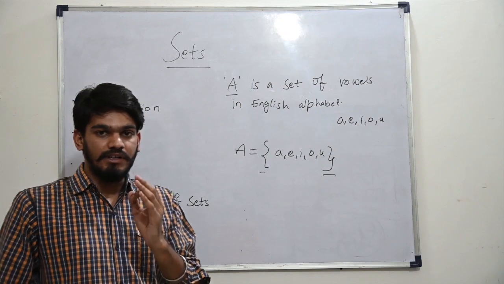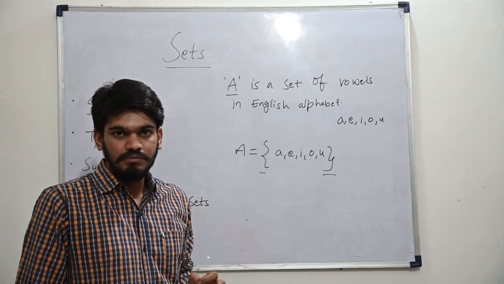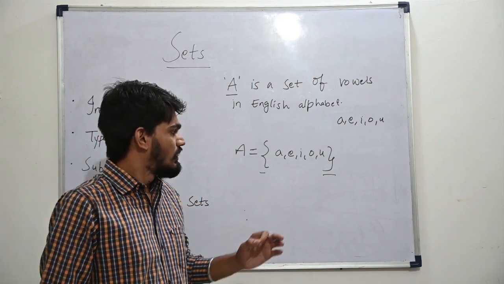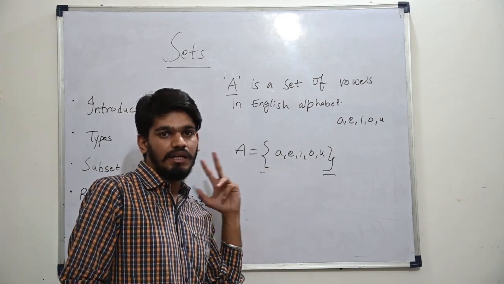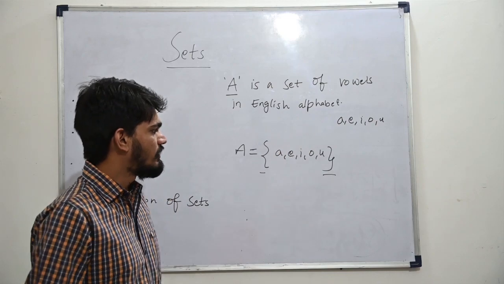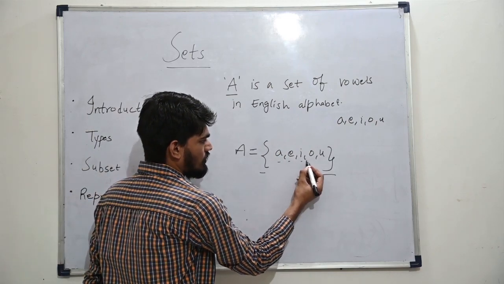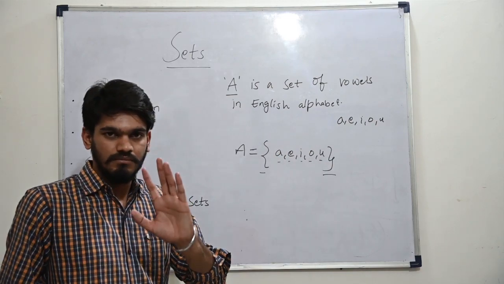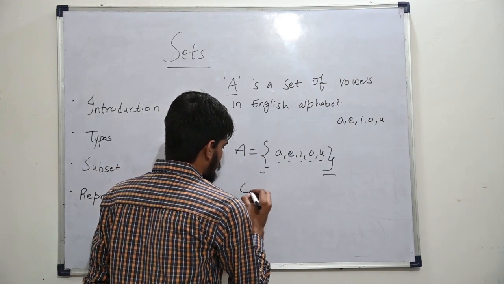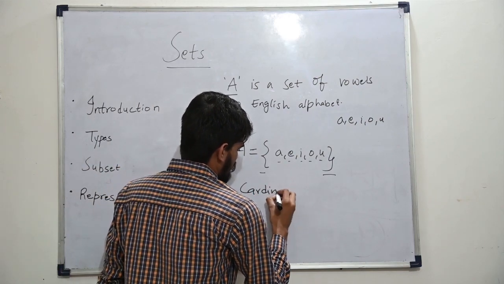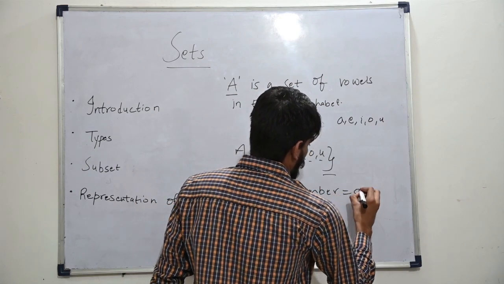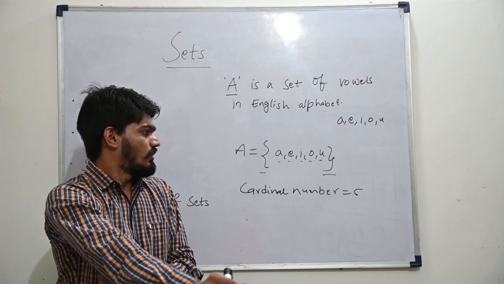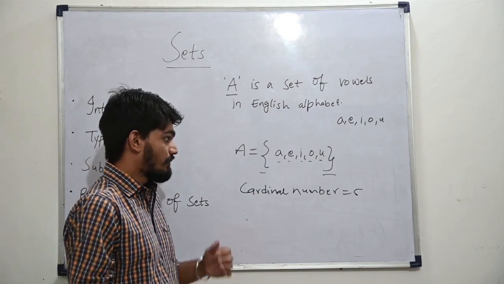Now we have a term cardinal number. What is the cardinal number? The number of elements in a set. How many elements do we have? 1, 2, 3, 4, 5. So what is the cardinal number? 5.